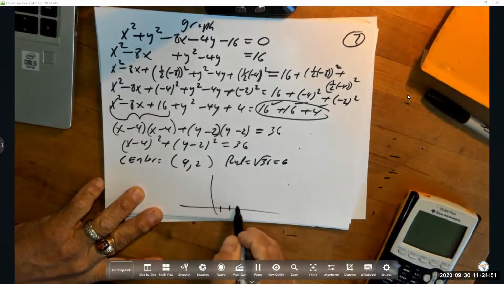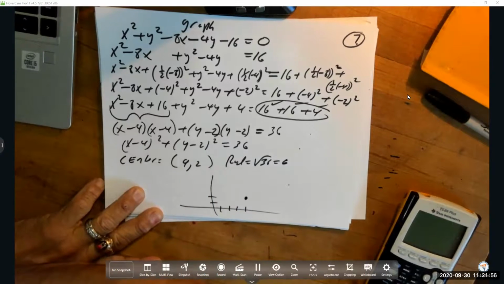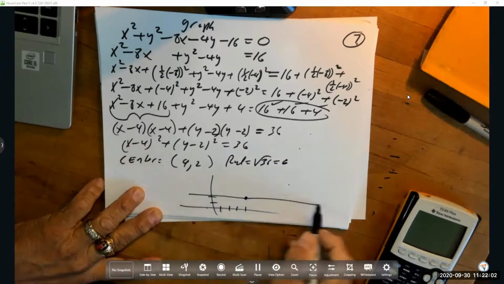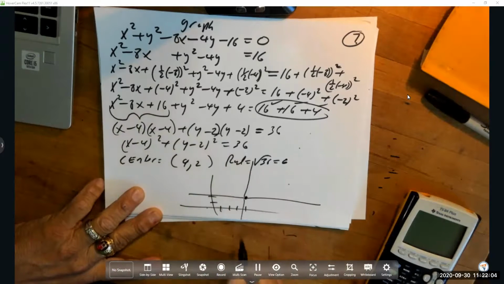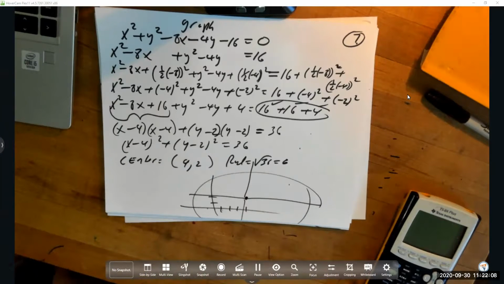4 and 2, I'm just going to draw here. 4, 1, 2, 3, 4, up 2 spaces. So right there is the center. And from there, you go 6 spaces: 1, 2, 3, 4, 5, 6. Way over here, way over there, way over there, and way past this thing. It's going to be in there somewhere. Does that make sense? Yes.